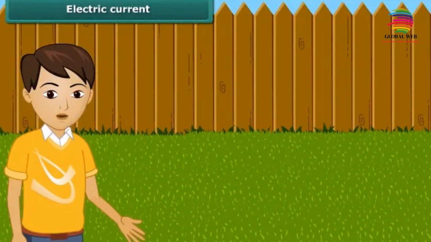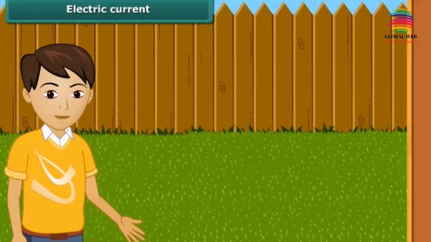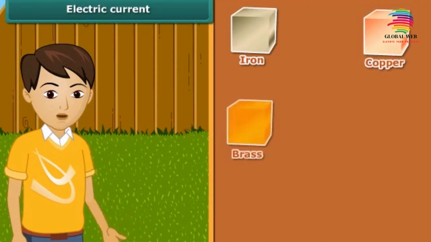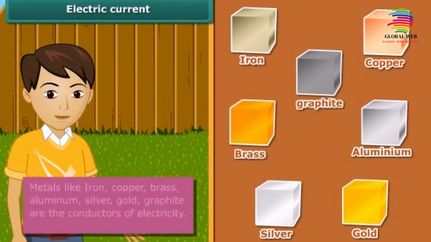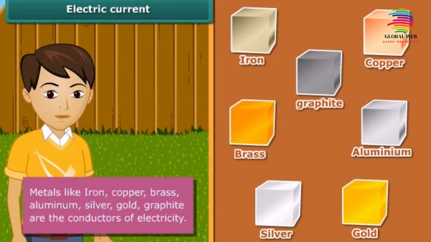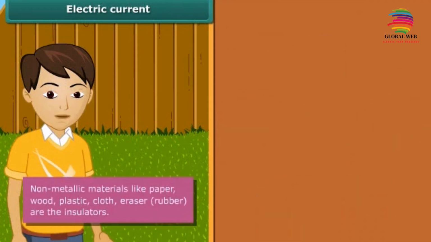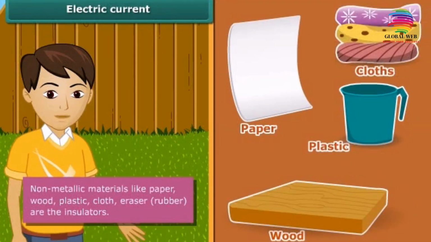Some materials allow electric current to pass through them. Others do not. The materials that allow electric current to pass through them are called conductors. Iron, copper, brass, aluminium, silver, gold, graphite, etc. are the conductors of electricity. The materials through which electric current doesn't flow are called insulators. Insulators are also known as non-conductors of electricity. Paper, wood, plastic, cloth, eraser, rubber are insulators.